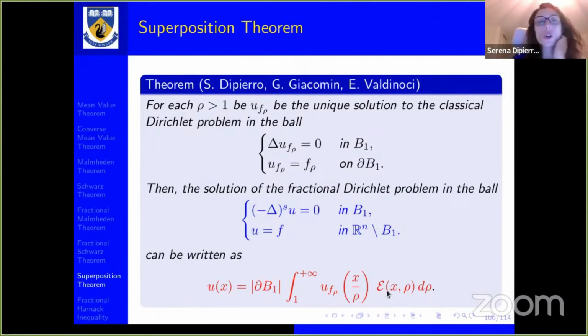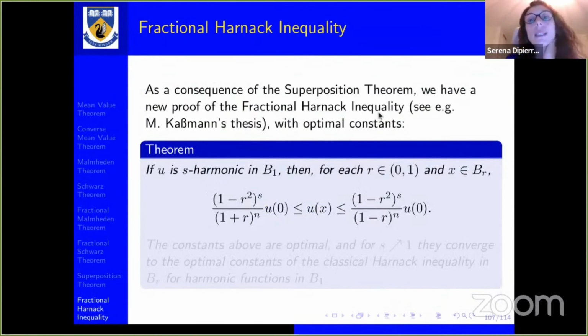And this is a nice consequence because we can give a new proof of the fractional Harnack inequality. The fractional Harnack inequality has been proved, for instance, and is contained in the thesis of Maurice Kassmann. But here we can give a different proof, using the classical one, and we can also obtain optimal constants and prove that in the limit when s goes to 1, we recover optimal constants in the classical Harnack inequality. So this is the theorem, and this is basically the last theorem of this short course.